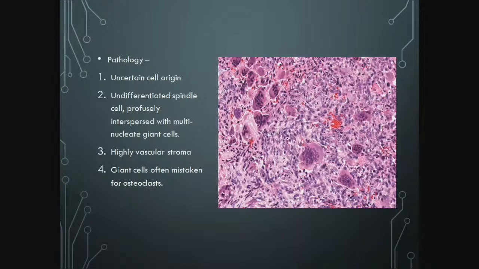The stroma is highly vascular, and as you can see in the image, there are multiple spindle cells and giant cells interspersed, and the reddish colored blood vessels suggest that the stroma is highly vascular.